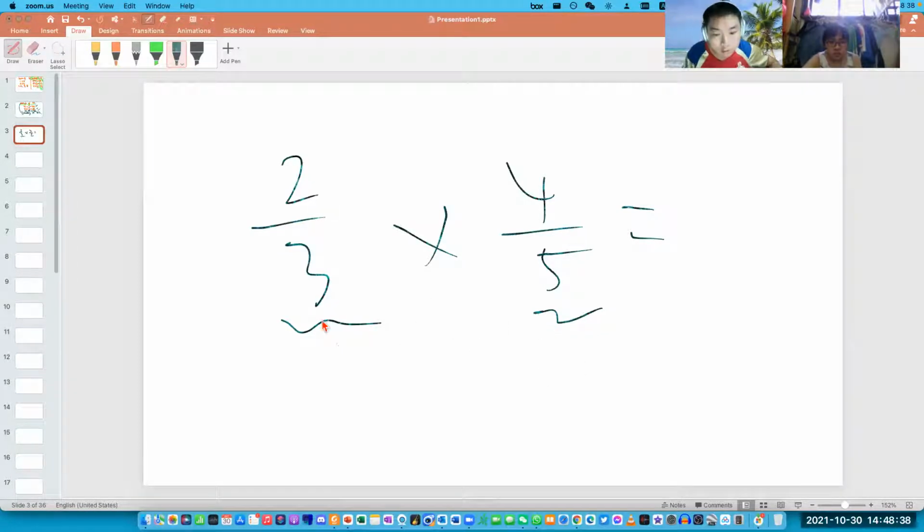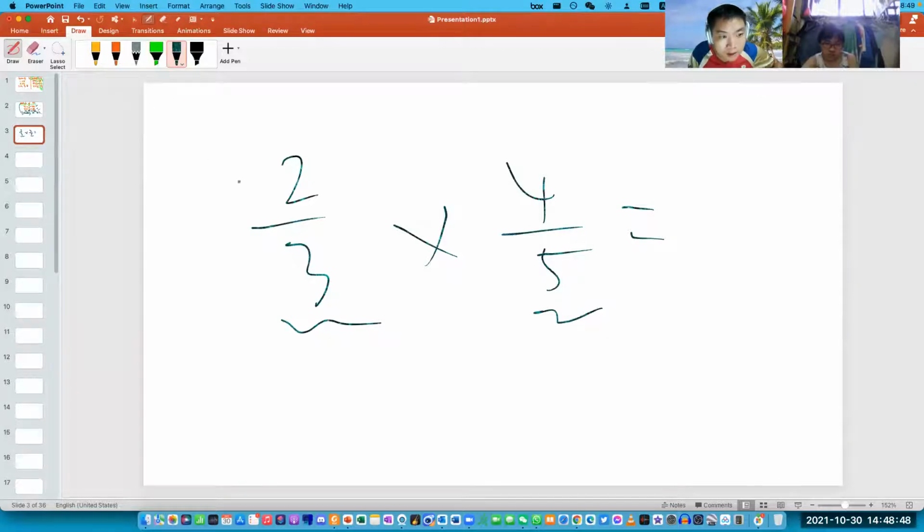Answer my question. How do you do this? Simple one. 3 times 5, 2 times 5, 3 times 5. So what is the method? The method is 2 times 4, top times top, bottom times bottom, right?